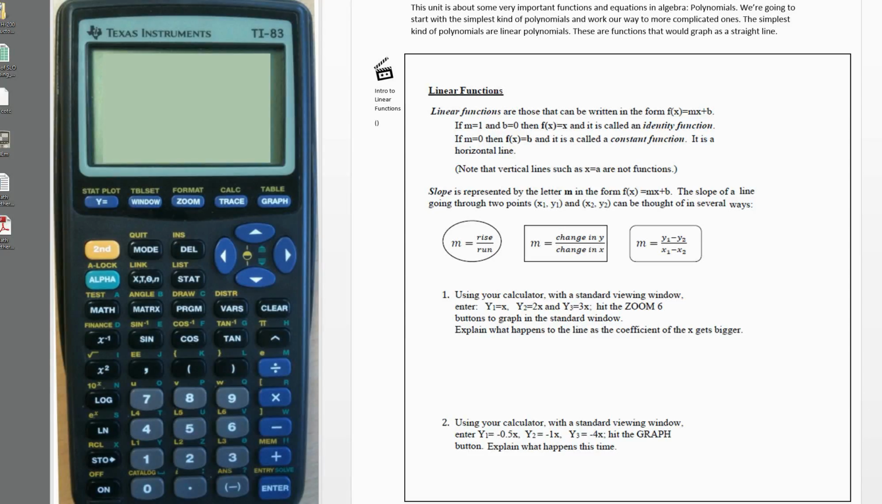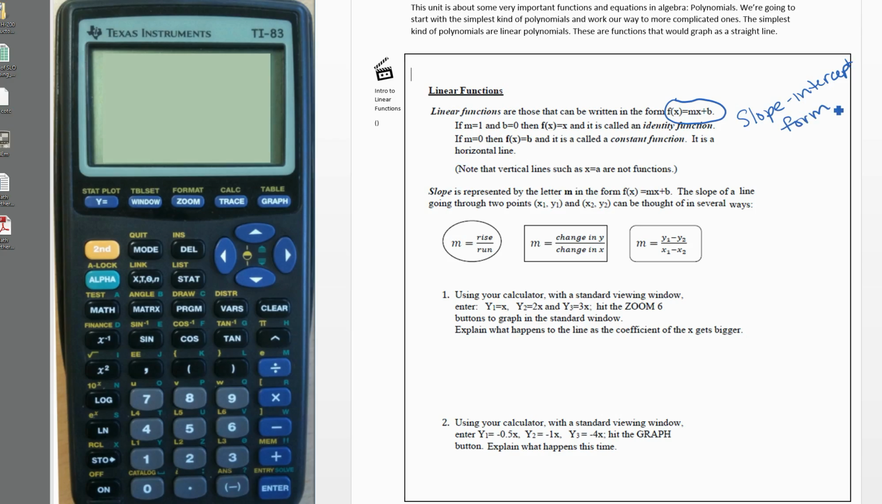Unit 3 is all about polynomials, and we're going to start with the simplest ones, which are linear polynomials. And these are going to be functions that graph as straight lines. Okay, now one thing to know is that linear functions can always be written in the form f of x, or whatever you're naming your function, equals mx plus b. And sometimes you'll hear this called slope-intercept form, or just y equals mx plus b.